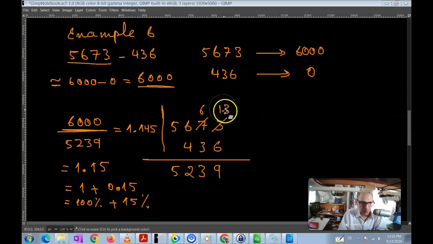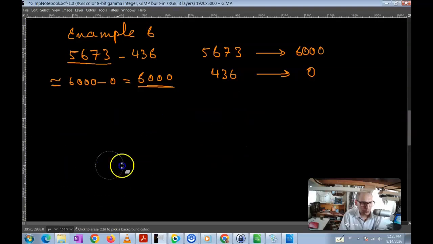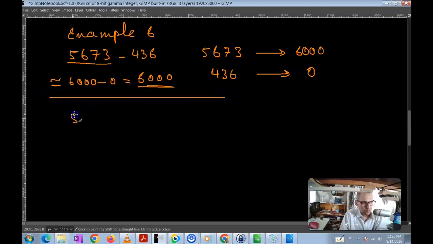Now what I could do is round the numbers, instead of to the nearest thousands, to the nearest hundreds. So I could take this number, 5,673, and round it to the nearest hundreds, which gives me 5,700. And then again 436, I round it to the nearest hundreds, which gives me 400.